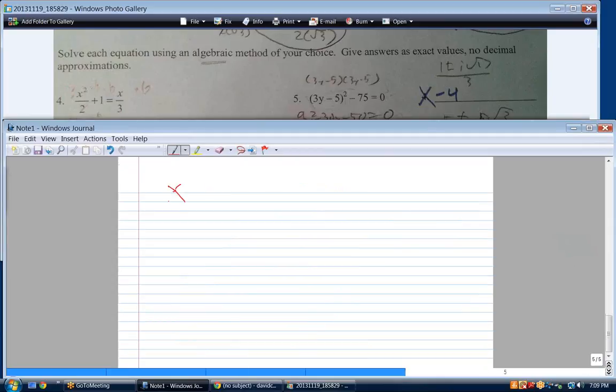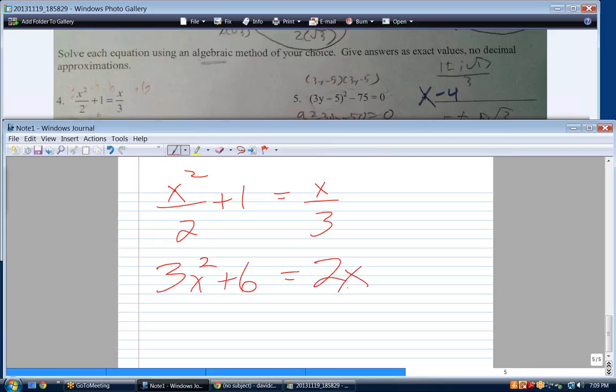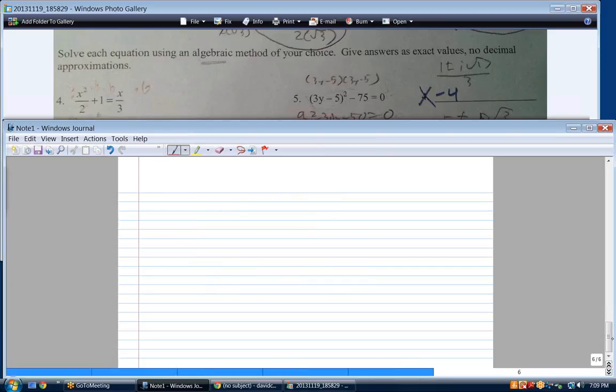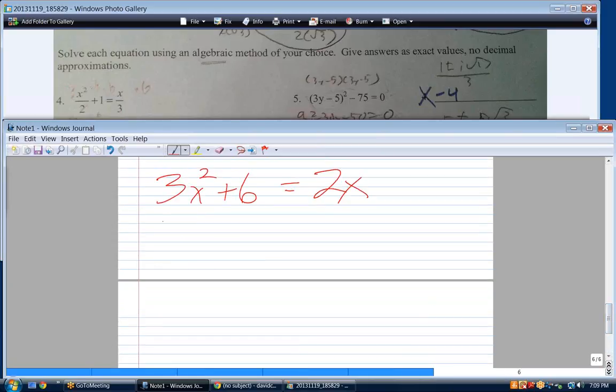Okay, let's see. X squared over 2 plus 1 equals x over 3. What's our first step going to be here? Get rid of the fractions, so we would multiply by 6. So it would turn into 3x squared plus 6 equals 2x. Okay, next line. 3x squared minus 2x plus 6 equals 0.